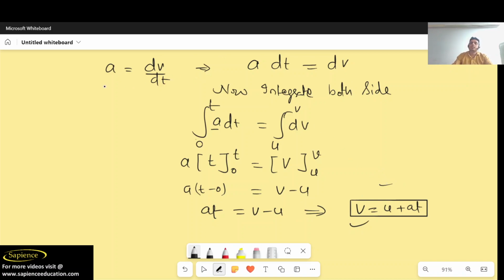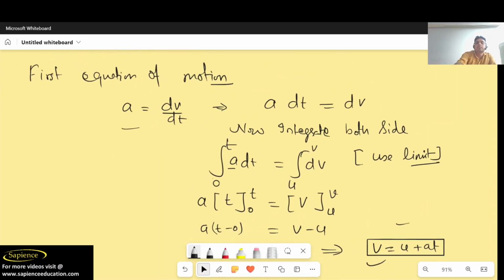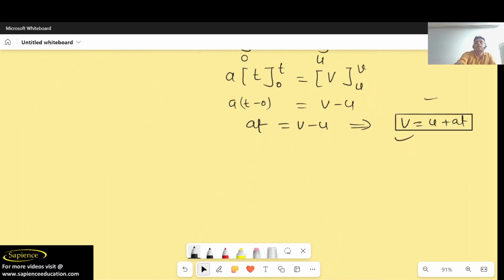So by using acceleration equal to dv by dt, and integrating both sides, you have to give the limit. Use the limit. By using limits, you will be able to figure out the equation of motion. Now it is the turn of the second equation of motion. I hope you have understood the first equation of motion. Now I will prove the second equation of motion.